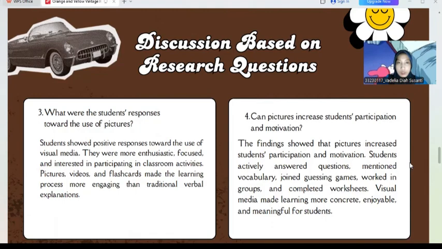And the question is, can pictures increase participation and motivation? Based on observation, the answer is yes. Students became more active during classroom activities. They answered questions, mentioned vocabulary, participated in guessing games, worked together in groups, and completed work with enthusiasm.